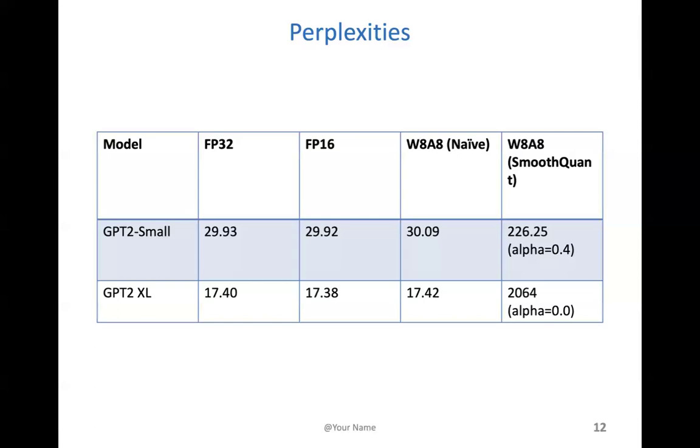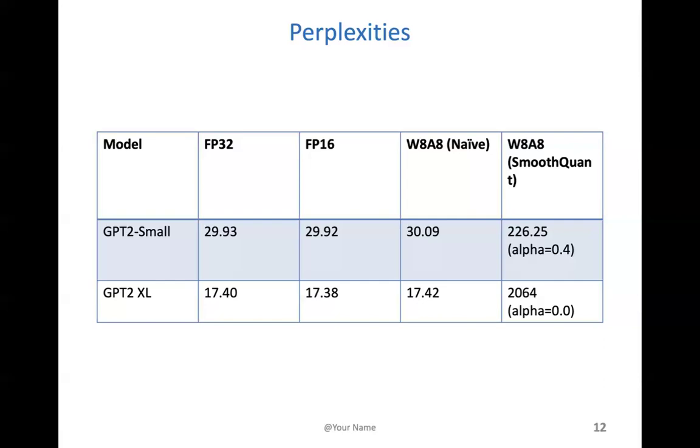However, later when I tried applying weight 8 activation 8 quantization with SmoothQuant, the perplexity actually increased a substantial amount. So it became approximately 200 for GPT-2 small, with an alpha of 0.4. Here I chose the minimum perplexity of the alphas, and I tested it on all the alphas available with an increment of 0.1. And the perplexity for the GPT-2 XL model was 2064.